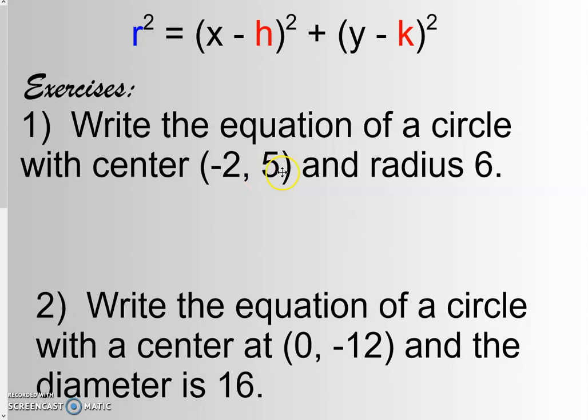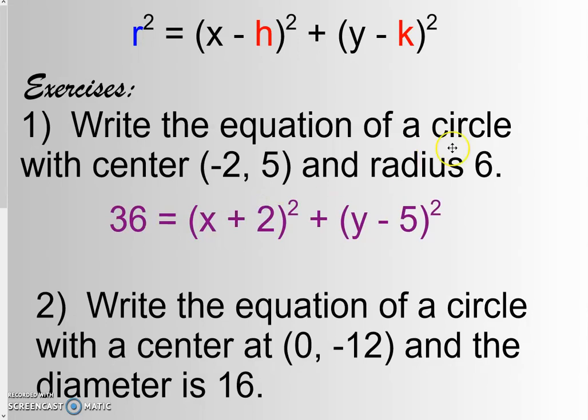So I have the center. That's what I need, h and k. I have the radius. It's 6. And so I guess the answer would be 6 squared, 36, equals x minus negative 2, x plus 2, quantity squared, plus y minus 5, quantity squared. Simple. The equation of a circle.